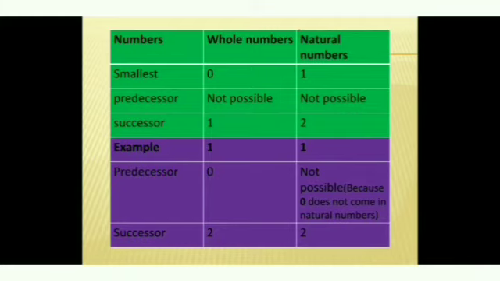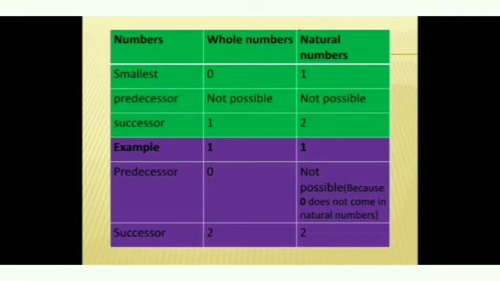Same with the smallest natural number 1. If I subtract 1 from 1 to find its predecessor, I will get 0. Is 0 a natural number? No. So I can again say that the smallest natural number 1 also does not have a predecessor. Now, the successor. Yes, all whole numbers and all natural numbers have successors because all these numbers reach up to infinity. So every number will always have a successor, but it is not sure that every number will have a predecessor.